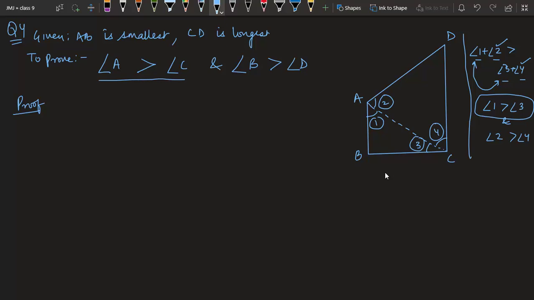For that, you have to see which side is opposite to angle 1. If you see, this side BC is opposite to angle 1, and which side is opposite to angle 3? To angle 3 opposite is AB. So somehow you have to prove that BC is more than AB. Similarly, you will do for this portion also. And if you do this thing, you can prove this given part easily. So this was the thinking part. Now let's start the question.